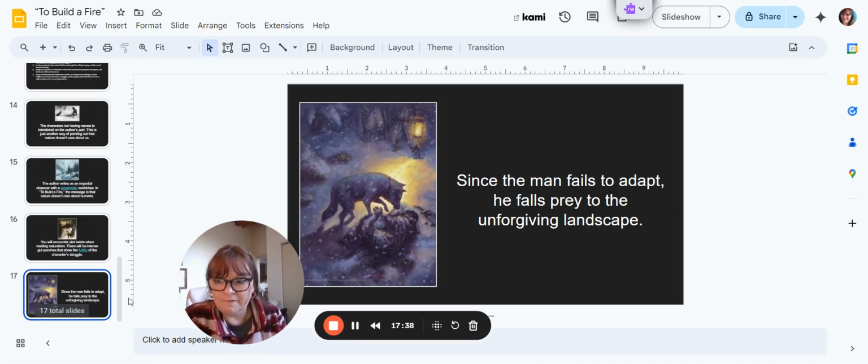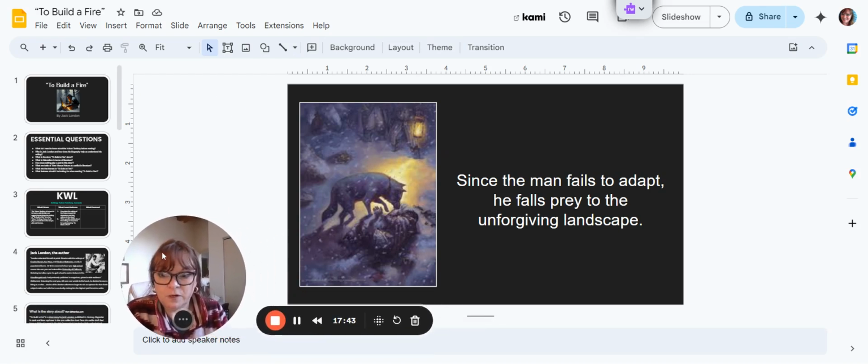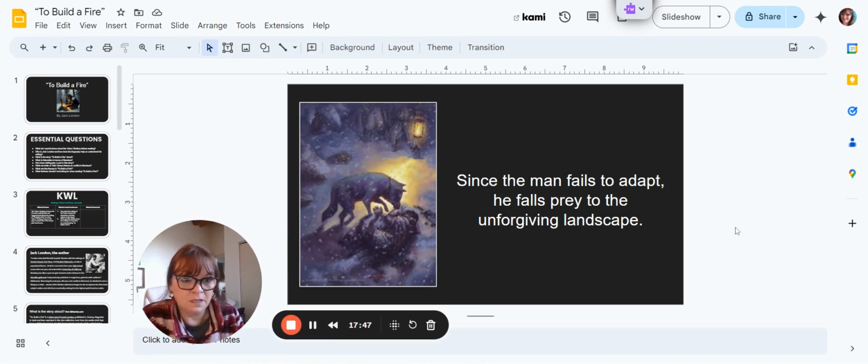All right. Have fun. Enjoy the story. It is a classic. It is one that if you've not read it before, you definitely need to read in your lifetime. And if you have read it before, it's always something to revisit. And I hope you enjoy it.